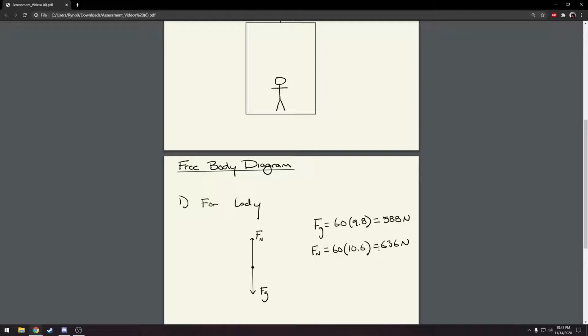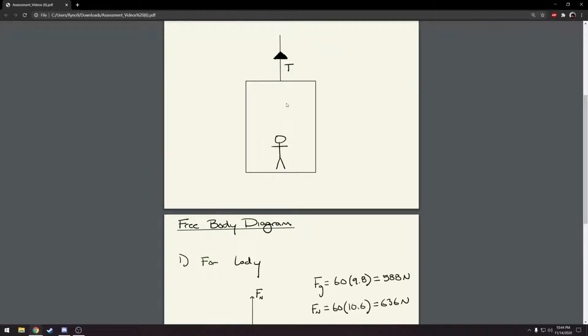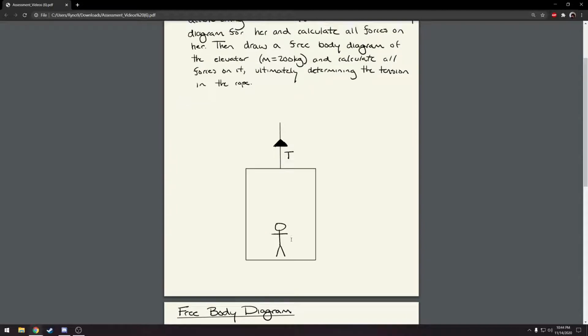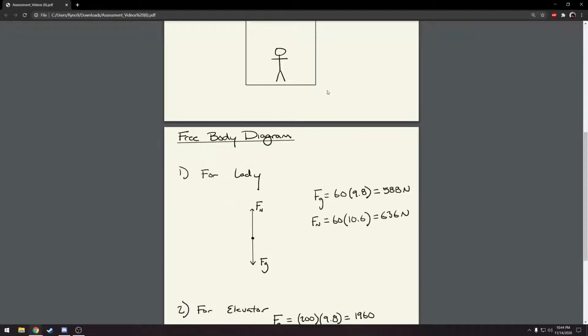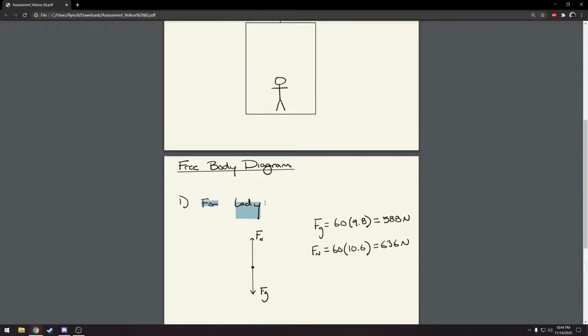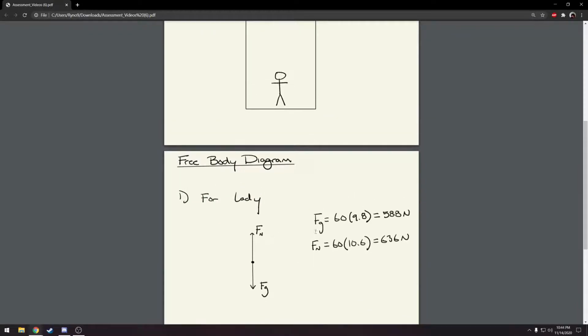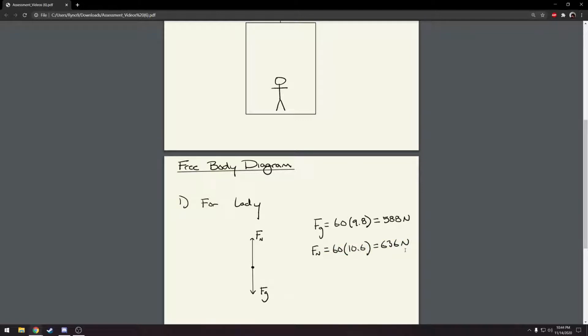Now that we have that acceleration, we can just say force is equal to mass times our new acceleration, which is 10.6. 60 times 10.6 is equal to 636 newtons. And this makes sense since this force that's pushing her up is greater than the force of gravity pulling her down. She's going to be accelerating upward, which is the case. And that's about all the work you need to do for the lady. Very simple. This is an interesting concept that might be difficult to understand at first, but I think with a couple repetitions you would be able to get it.